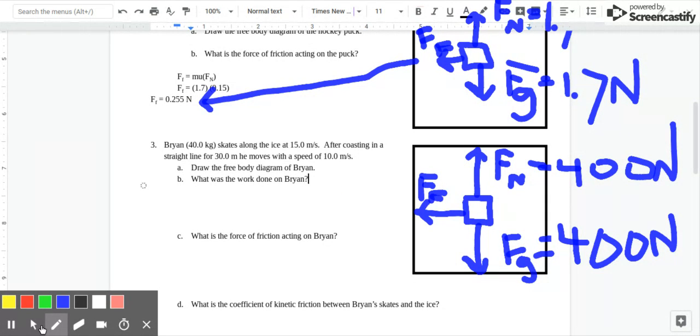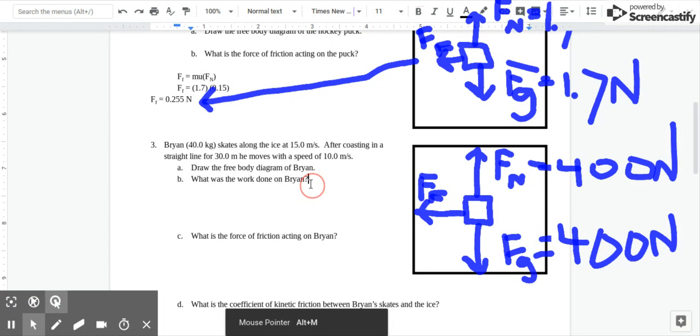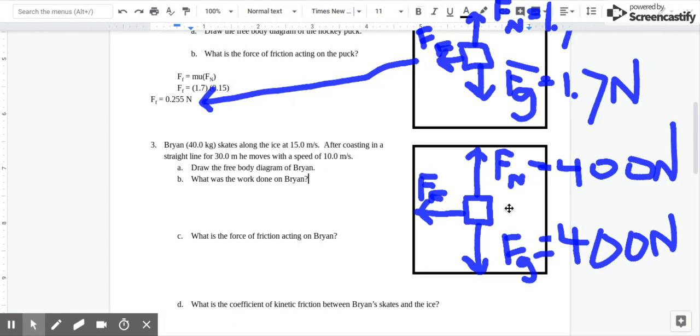Okay. So next they want to know what was the work done on Brian. First of all, there's no applied force, again, because of the coasting thing. So anytime you see coasting, that means we're not moving our feet, we're not moving anything. The work done on Brian, so that's going to be our good old E1 plus W equals E2.